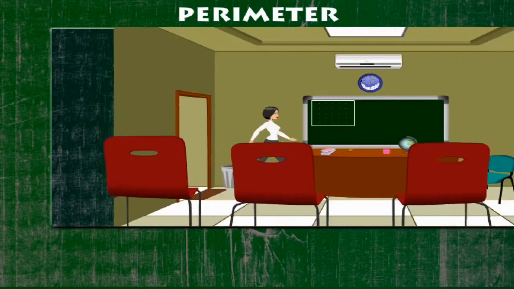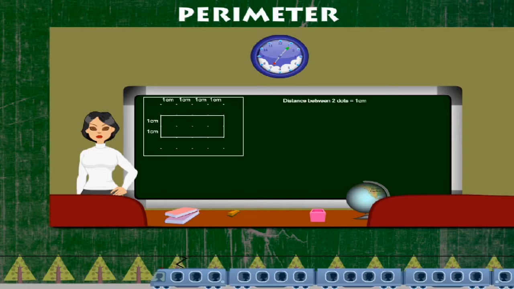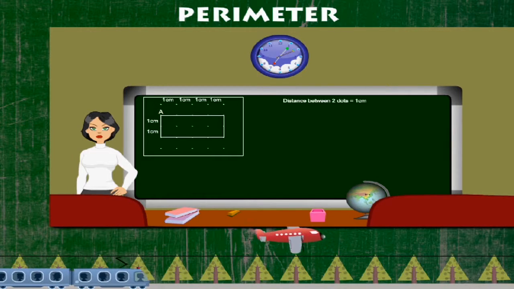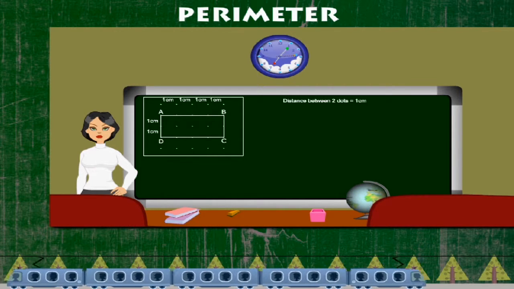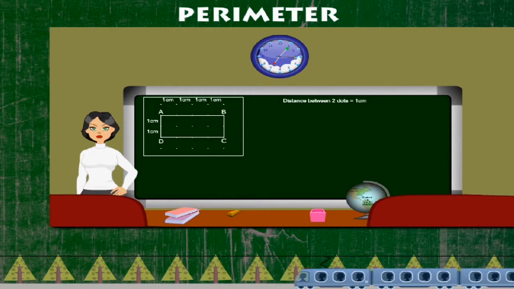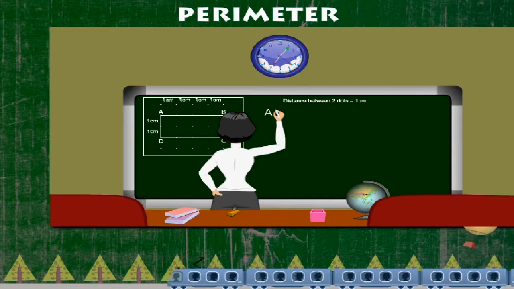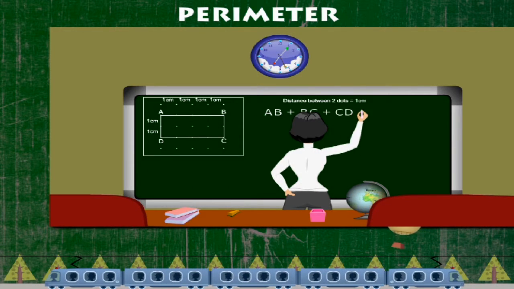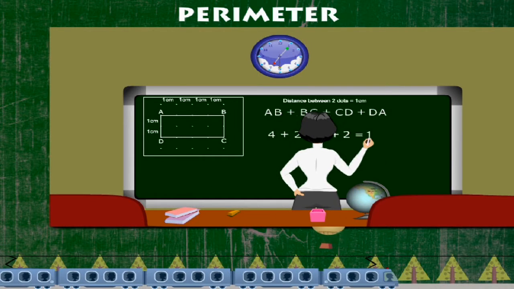Perimeter. Teacher Lucy makes out a rectangular figure on the graphical board. She labels the corners as A, B, C and D. If you add the length of all the sides of this figure, it is called perimeter. So, perimeter is AB plus BC plus CD plus DA or 12 units.